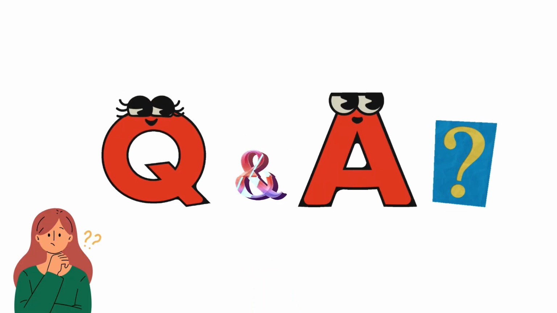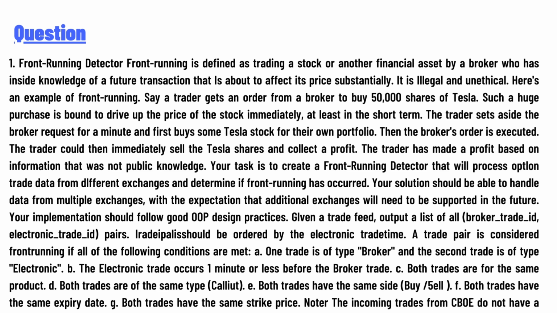Our today's question is the front running detector. Front running is defined as trading a stock or another financial asset by a broker who has inside knowledge of a future transaction that is about to affect its price substantially. It is illegal and unethical.